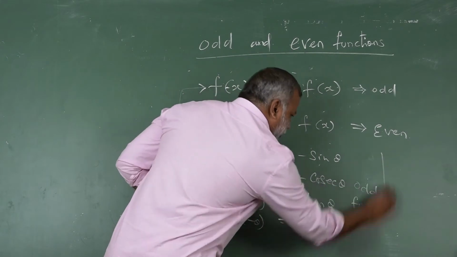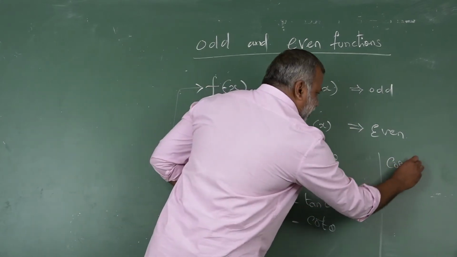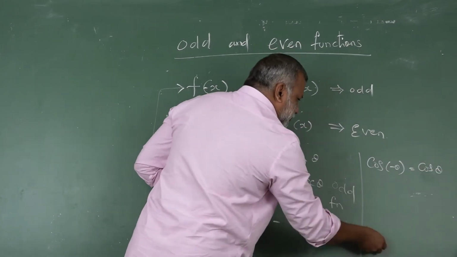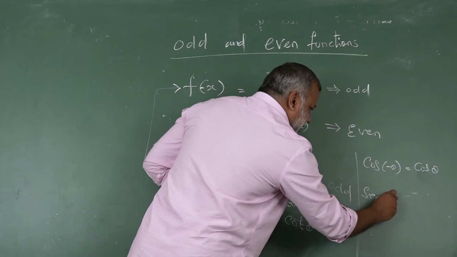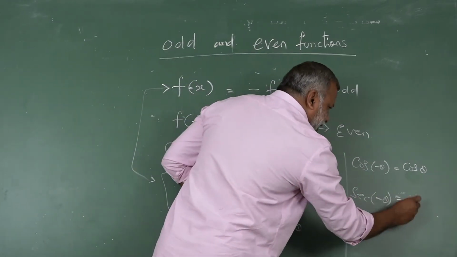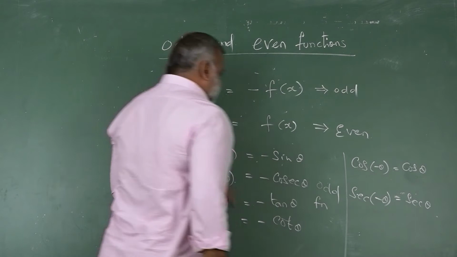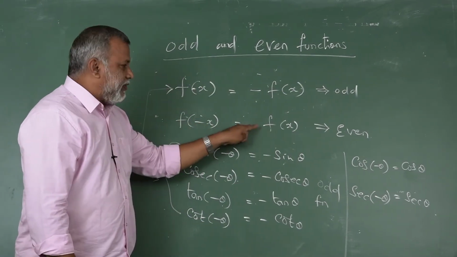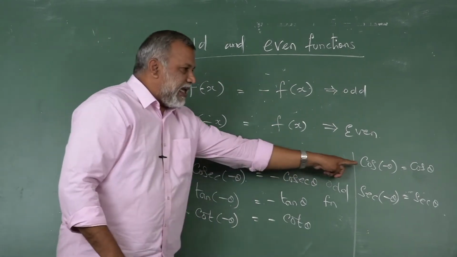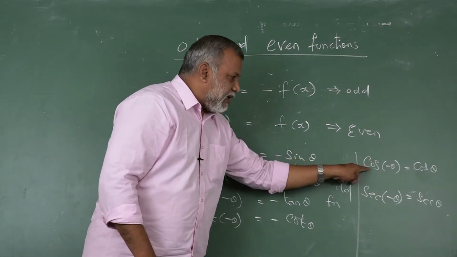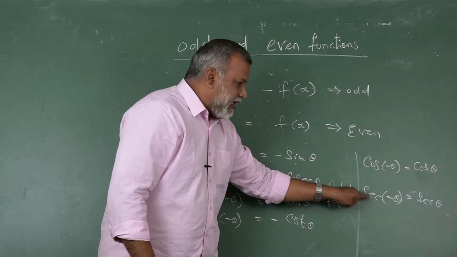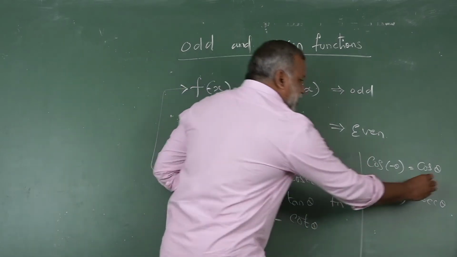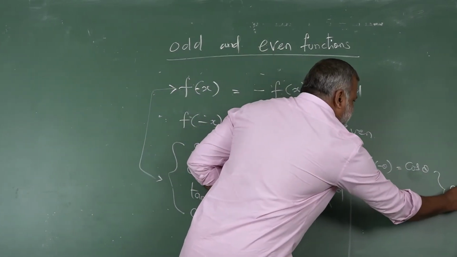See the other two. Cos of minus theta equals cos theta. Then its reciprocal, secant of minus theta, is equal to secant theta. See the second definition: f of minus x equals f of x, positive. That means it observes the negative. Here f means the cos function, cos of minus theta, and secant of minus theta. It observes the negative. So these two functions are called even functions.